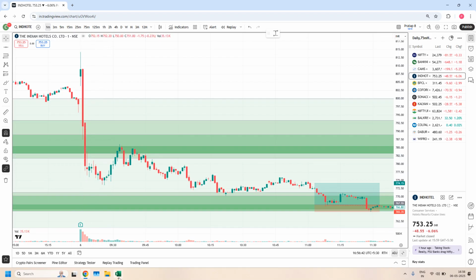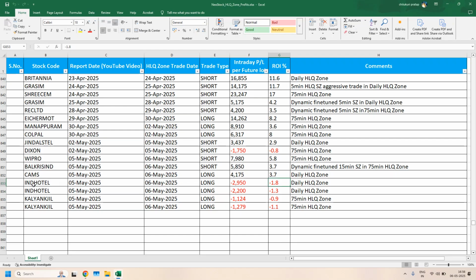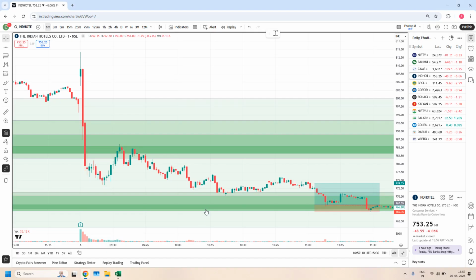So that way your first trade is stopped out, and Indian Hotel gave you 2,950 rupees loss, which is 1.8% ROA. Here margin cost is also a little higher. That's why you got more loss, it looks like, number wise. But from ROA point of view, it is minus 1.8% ROA, within 2%. What about the second one?